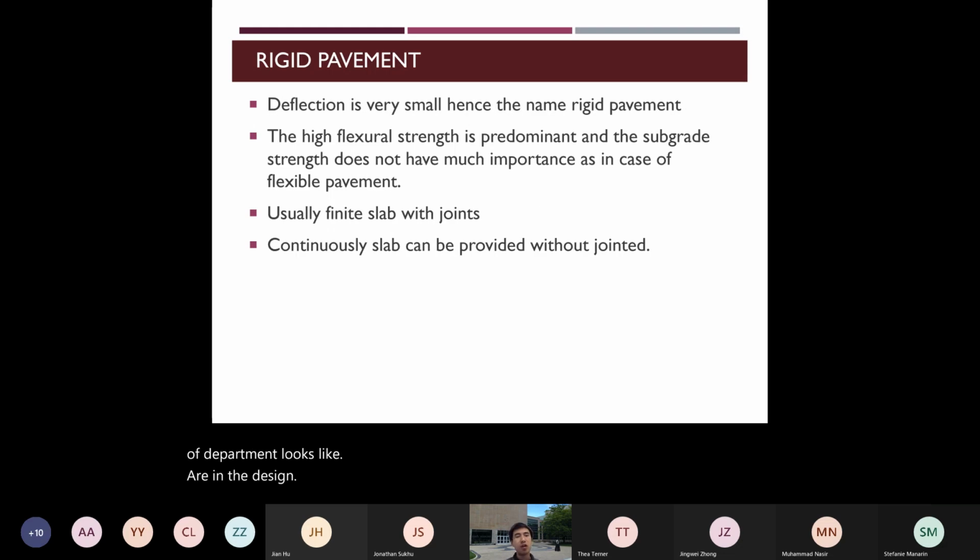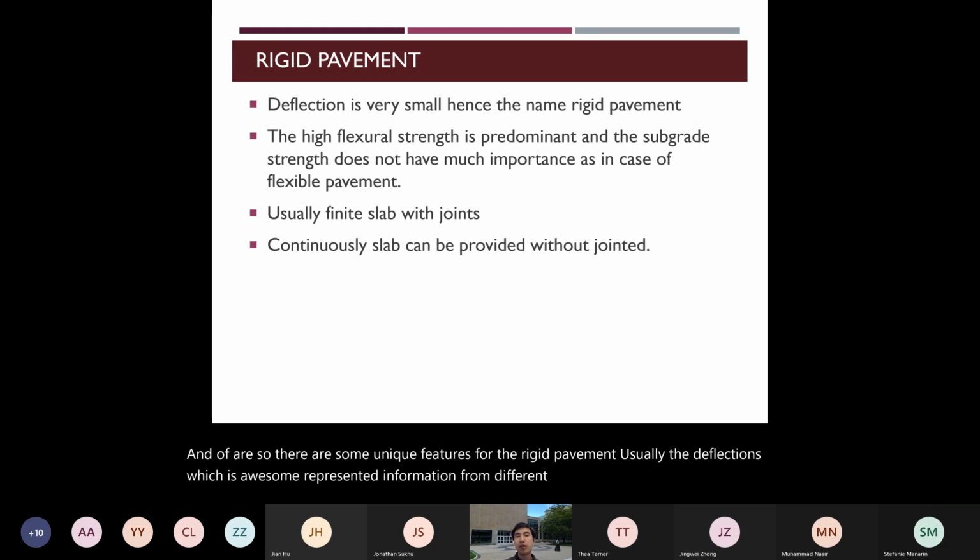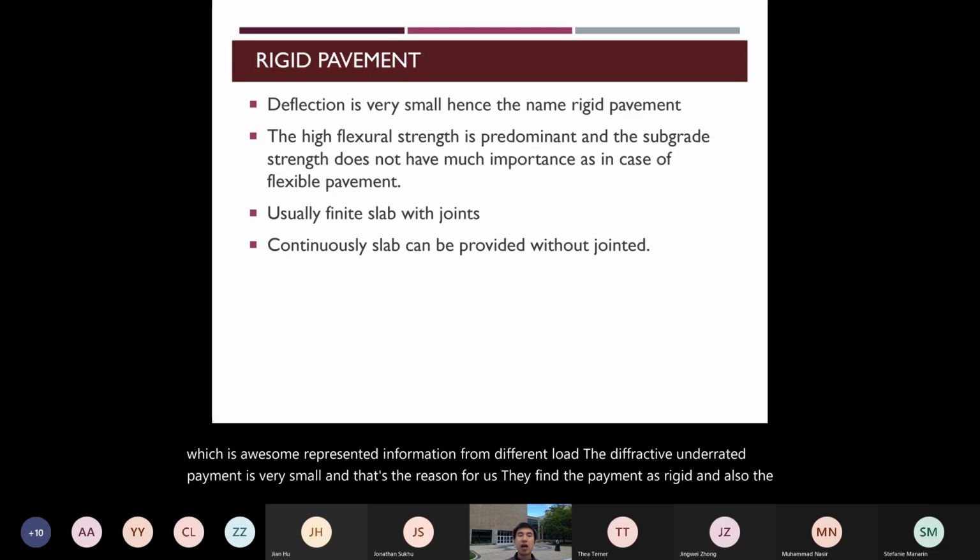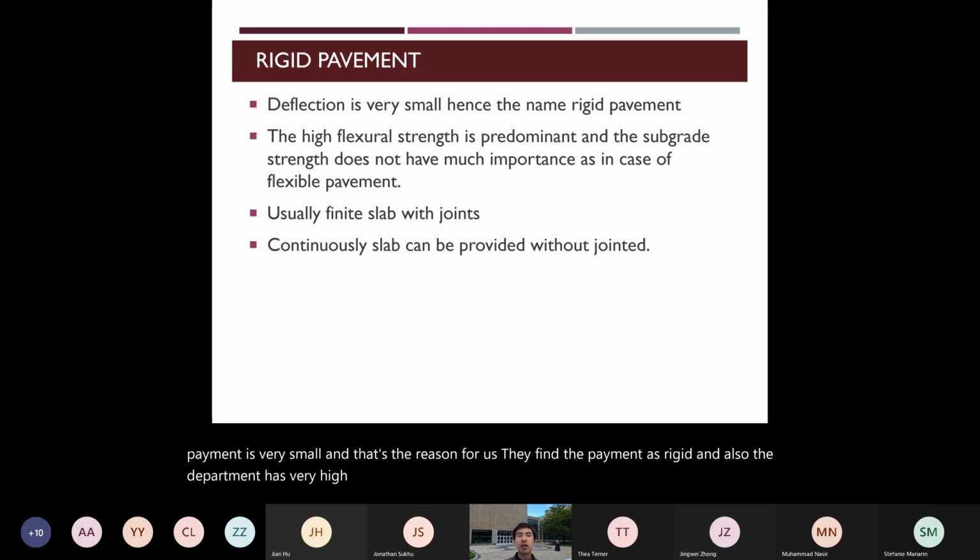And also there are some unique features for the rigid pavement. Usually the deflection, which represents the deformation from different loads, is very small for the rigid pavement, and that's also the reason we define the pavement as rigid. And the pavement has a very high flexural strength. With that, the stress will not be transferred to the bottom of the pavement structure.